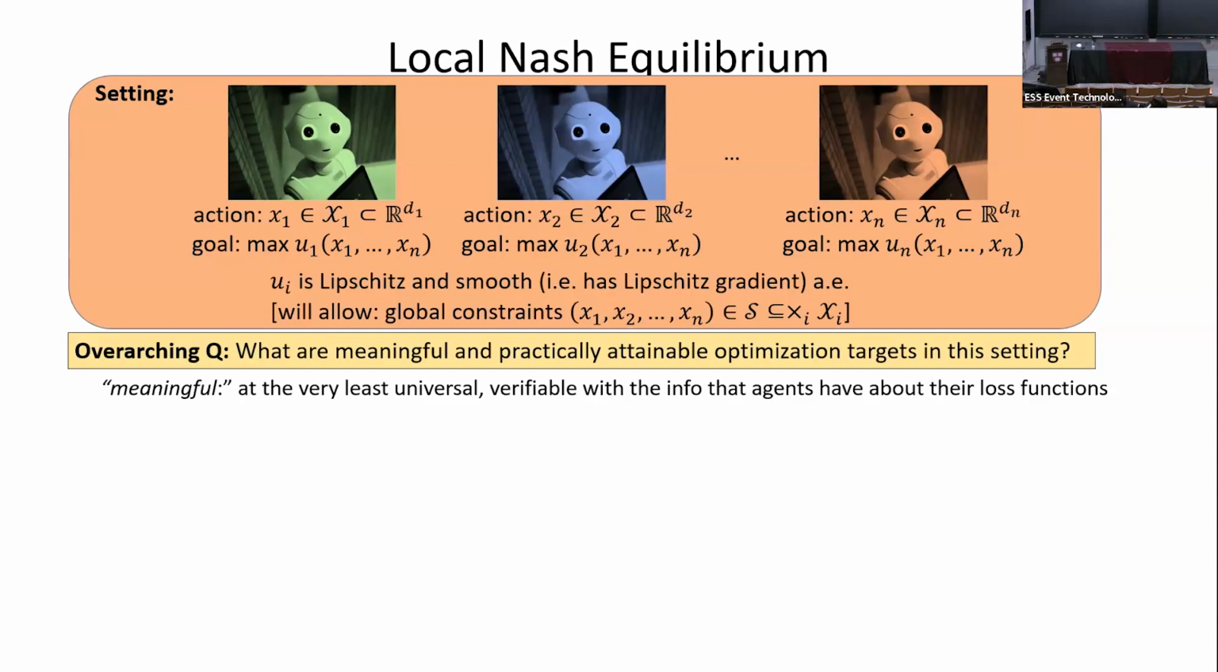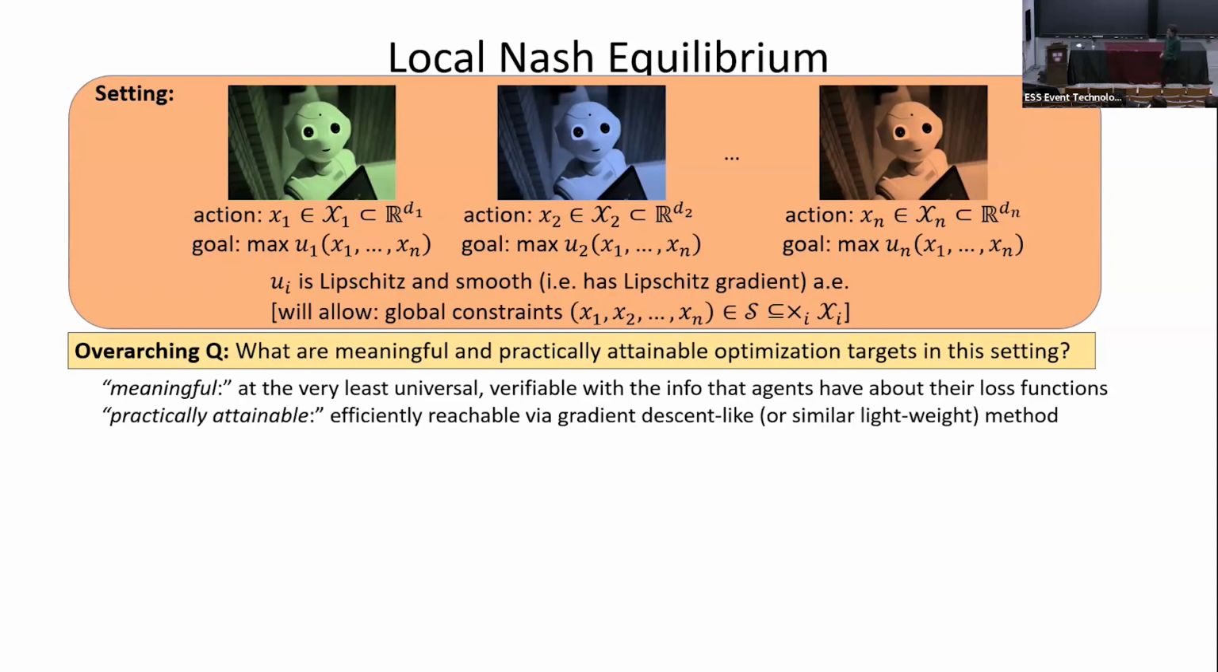I also want it to be the case that it is easy for the players, using the information that they have about their utility, to verify that they are at equilibrium. So for example, if the agents only have gradient access to their utilities, I want them to be able to verify that they're at equilibrium using gradients of their utilities. I don't want them to compute Hessians or higher order tensors. And practically attainable, I want some kind of first order, lightweight computational process that they can run distributedly to converge there. These are my desiderata for now.